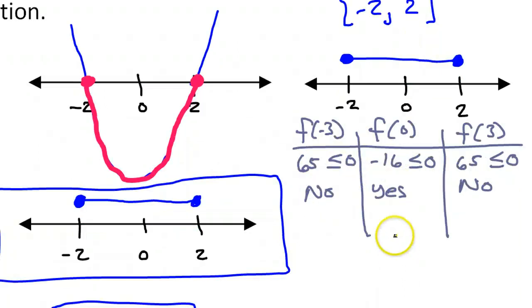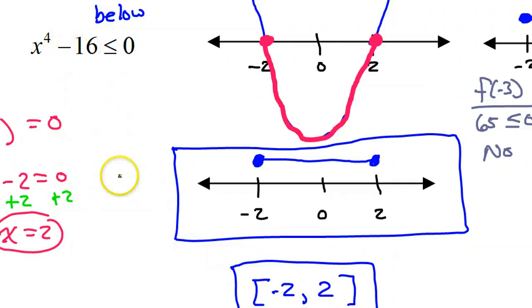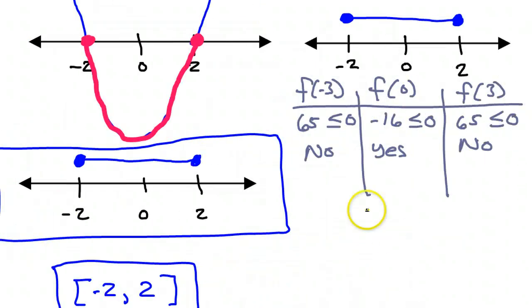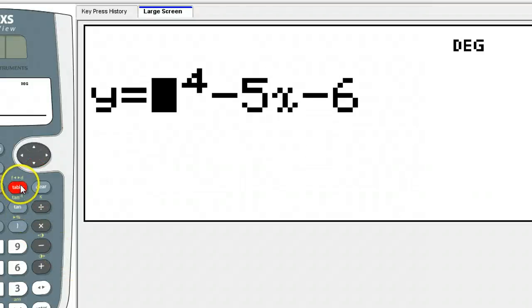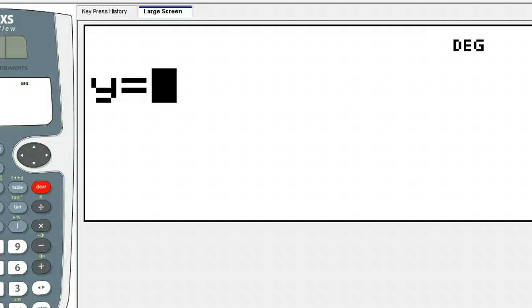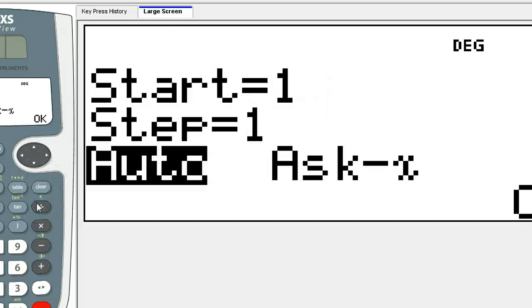One more thing to mention as far as evaluating these test values. This particular function was really easy because it was so small, we could just plug in very easily. But for a more complicated function, you might consider using your calculator. What I mean is using the table feature. So for example, we had x to the 4th power minus 16. It's really easy to use your calculator to evaluate these things if you use the table feature.